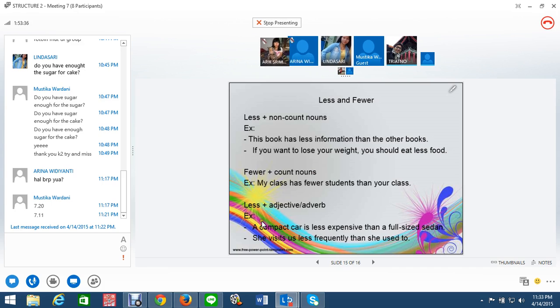And then less plus adjective or adverb. Less digunakan sebelum adjective atau adverb. Misalnya, a compact car is less expensive. Expensive is adjective. Lebih sedikit mahal. She visits us less frequently than she used to. Bisa ya? Jadi less plus non-count nouns, fewer plus count nouns, less plus adjective or adverb.